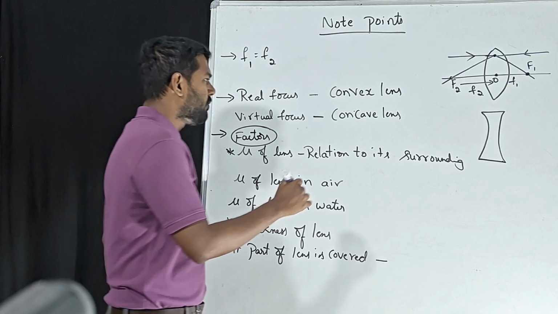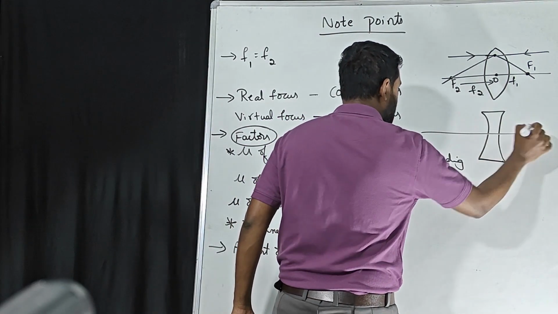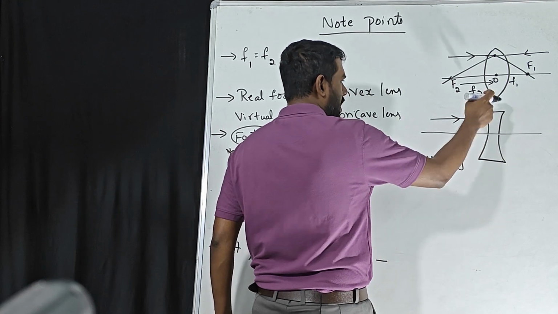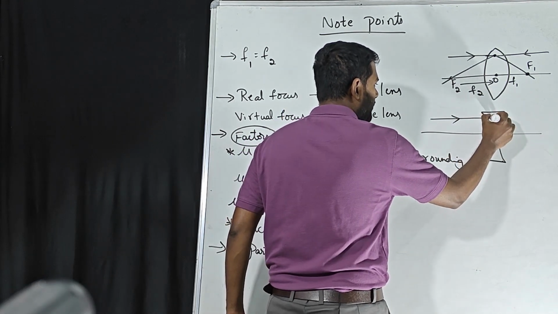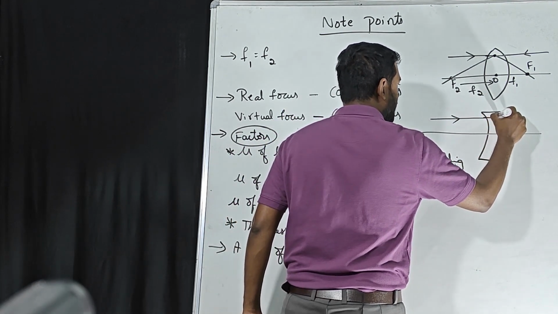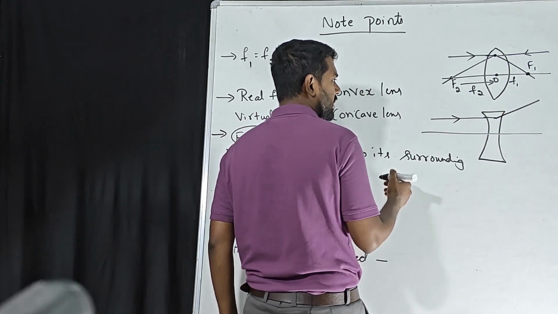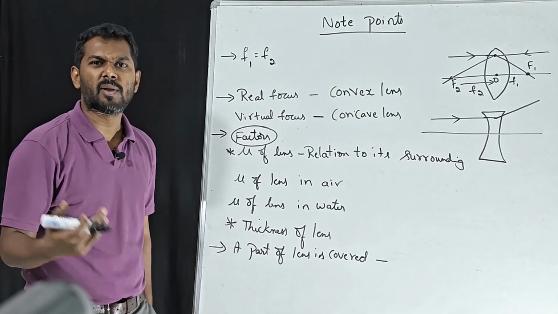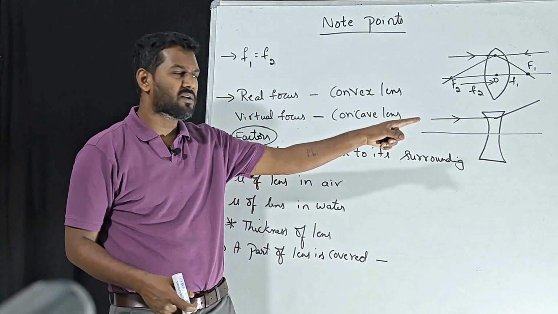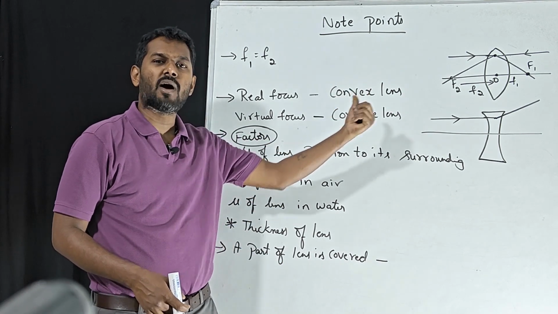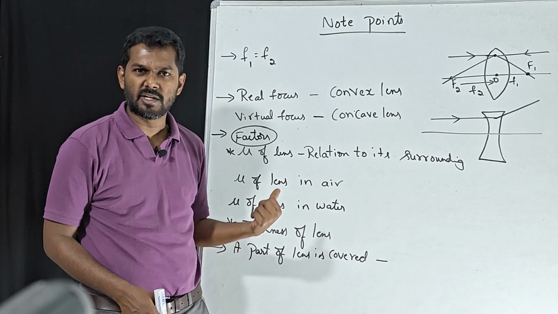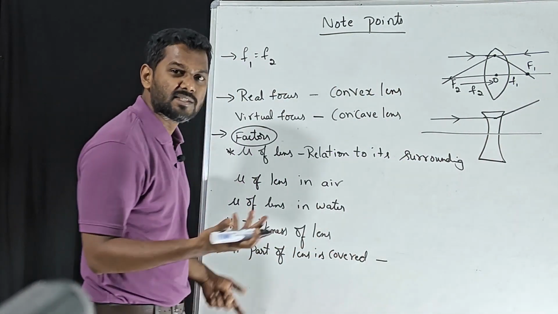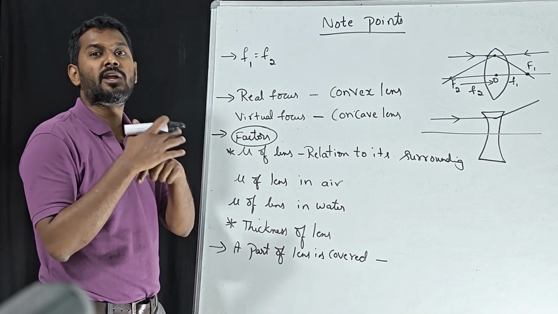Very simple. See, this is the principal axis. Now if you incident a ray here, we know a concave lens has a diverging nature, correct? It goes away from here, so we are never going to get the focus. What do you mean by focus? After refraction, the refracted ray has to pass through the principal axis, but it is going away from the principal axis. It is never going to touch, so we are never going to get the focus.